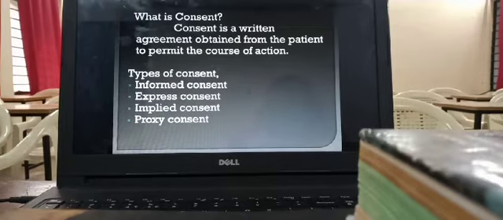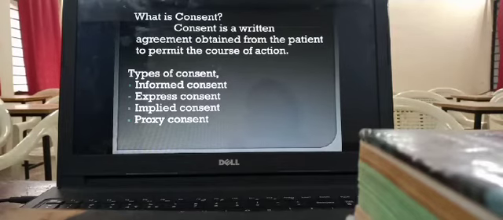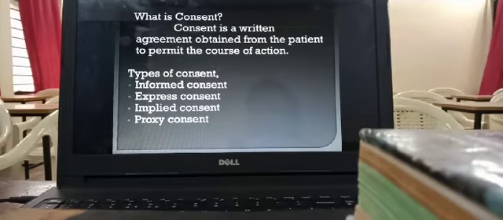So we say it is the written agreement from the patient, accepting that they are okay with the treatment, or they are okay with any kind of tests, diagnostic tests that are performed on them. Just prior to the treatment, we obtain consent from the patients. There are different types of consent: informed consent, express consent, implied consent, proxy consent.